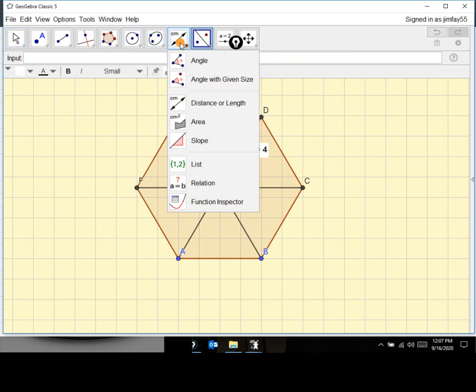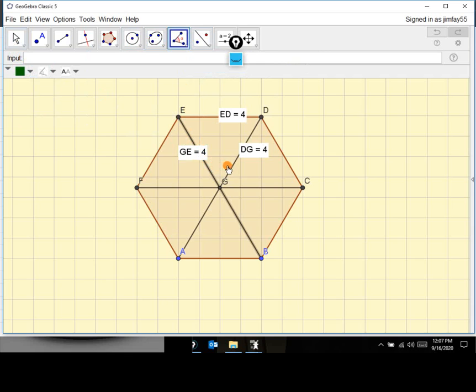the angle tool in this program is a pain in the butt. But we see that angle there is 60 degrees. This angle up here, if I did the same thing, would be 60 degrees, and that would be 60 degrees. Does that make sense? So they knew that this was 60.